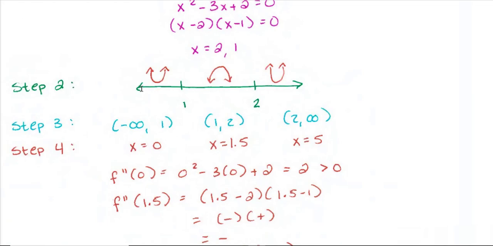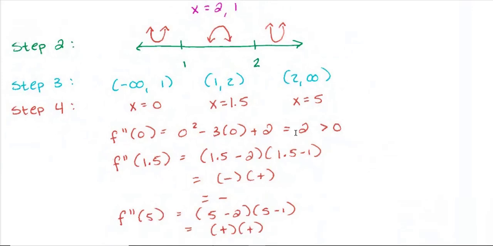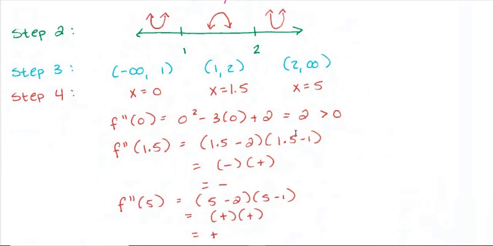So step 2 in green here, I drew this number line. Step 3 in light blue, I found my intervals: negative infinity to 1, 1 to 2, and 2 to infinity. Step 4 in this red color here, I chose an x value from each of these intervals. I chose 0, 1.5, and 5. And now I'm going to plug those into the second derivative to determine the sign of the second derivative.